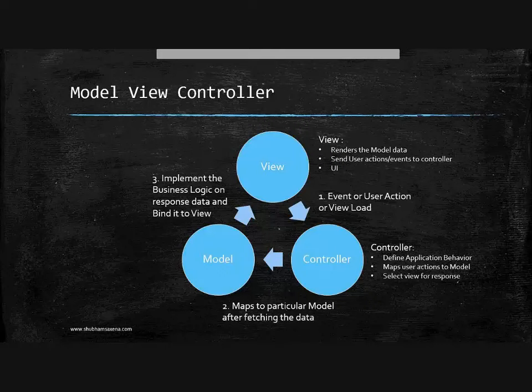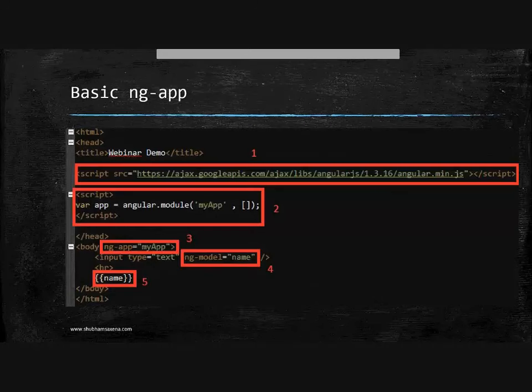And model is nothing but the business logic, and it's notified when the view is changing. It defines the application functionality, and in general, as I said, it can be referred to as the data. So this is how our basic AngularJS app looks. I have divided it into 5 parts.